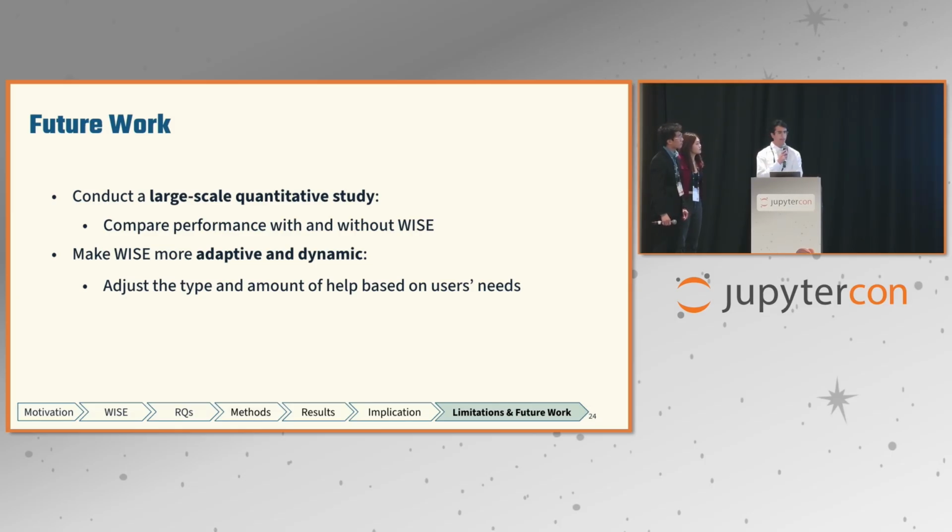And finally, we want to make WISE more adaptive and dynamic. As previously mentioned, a good tutor should be adaptive and dynamic, and therefore our tool should also do the same. What this means is, let's say the novice is really running through the dataset and they're doing really well, you want to tone down our help and basically not interfere as much. Otherwise, if they're struggling, we want to make sure we step in early and help them as much as they need.